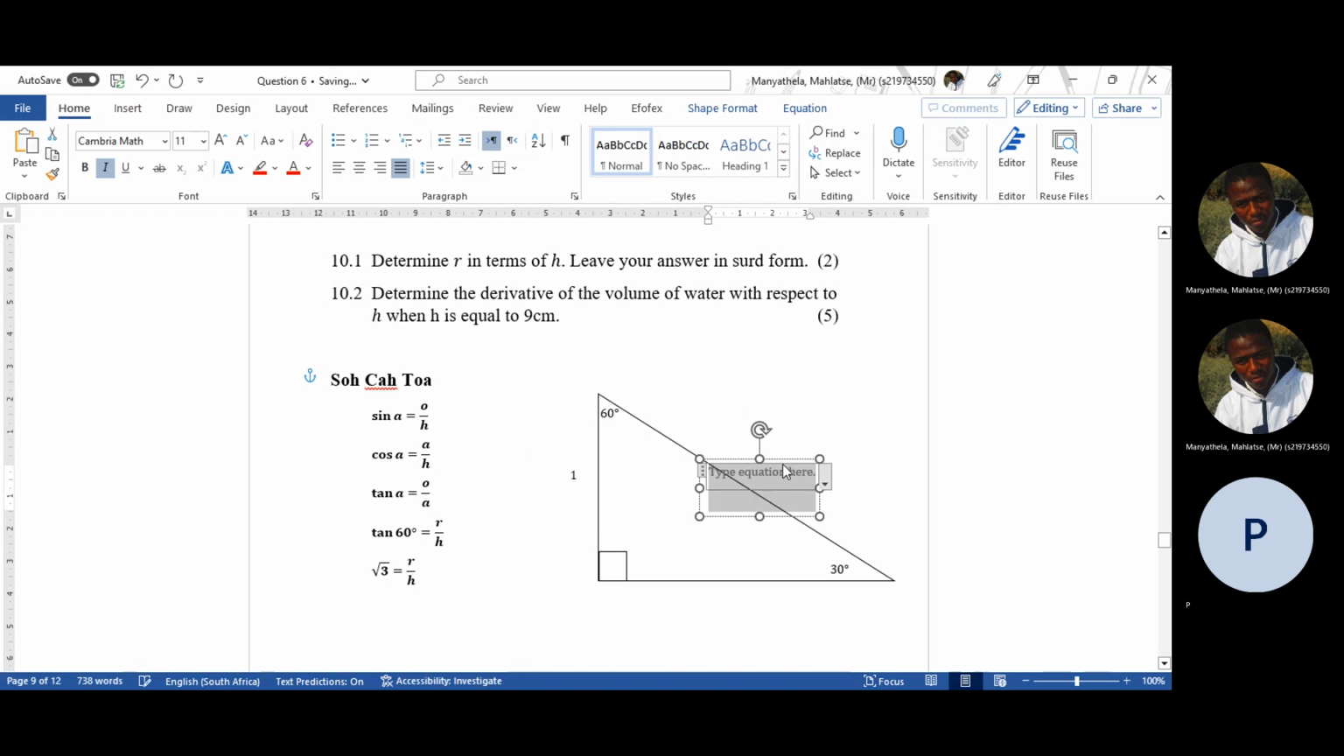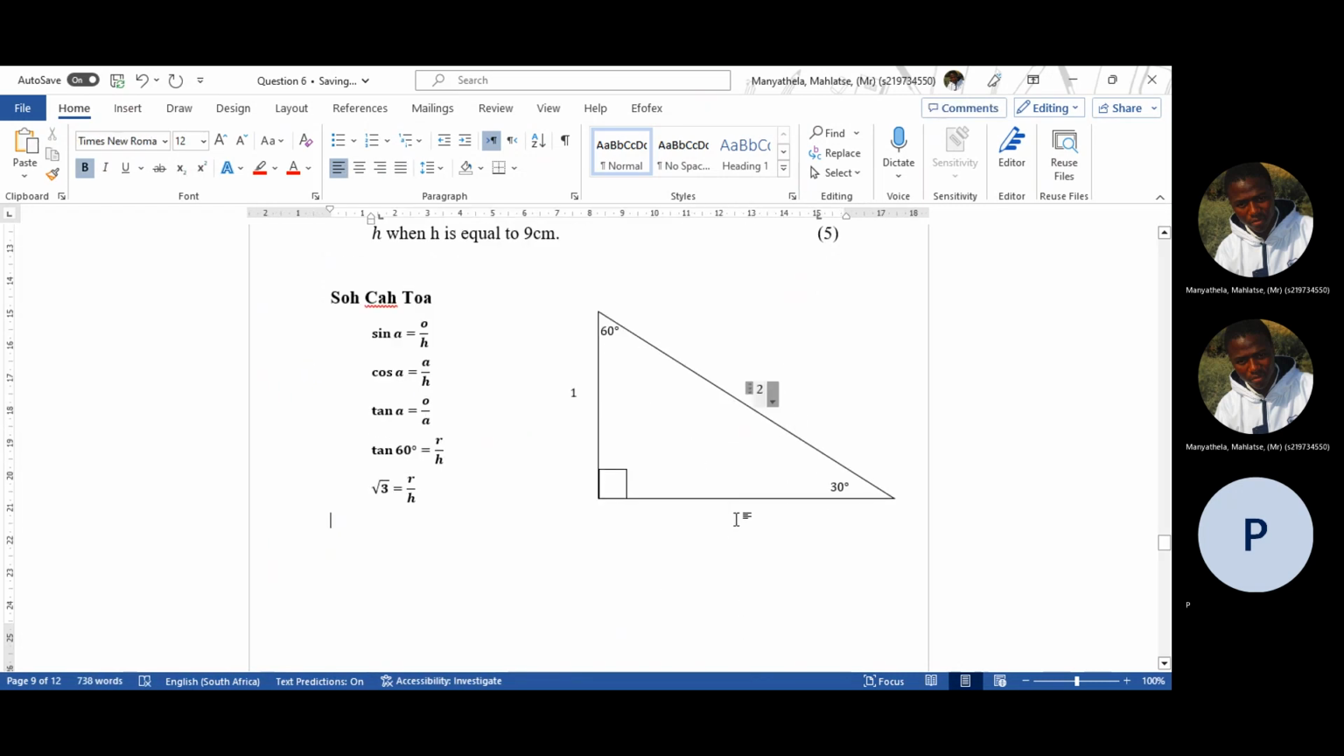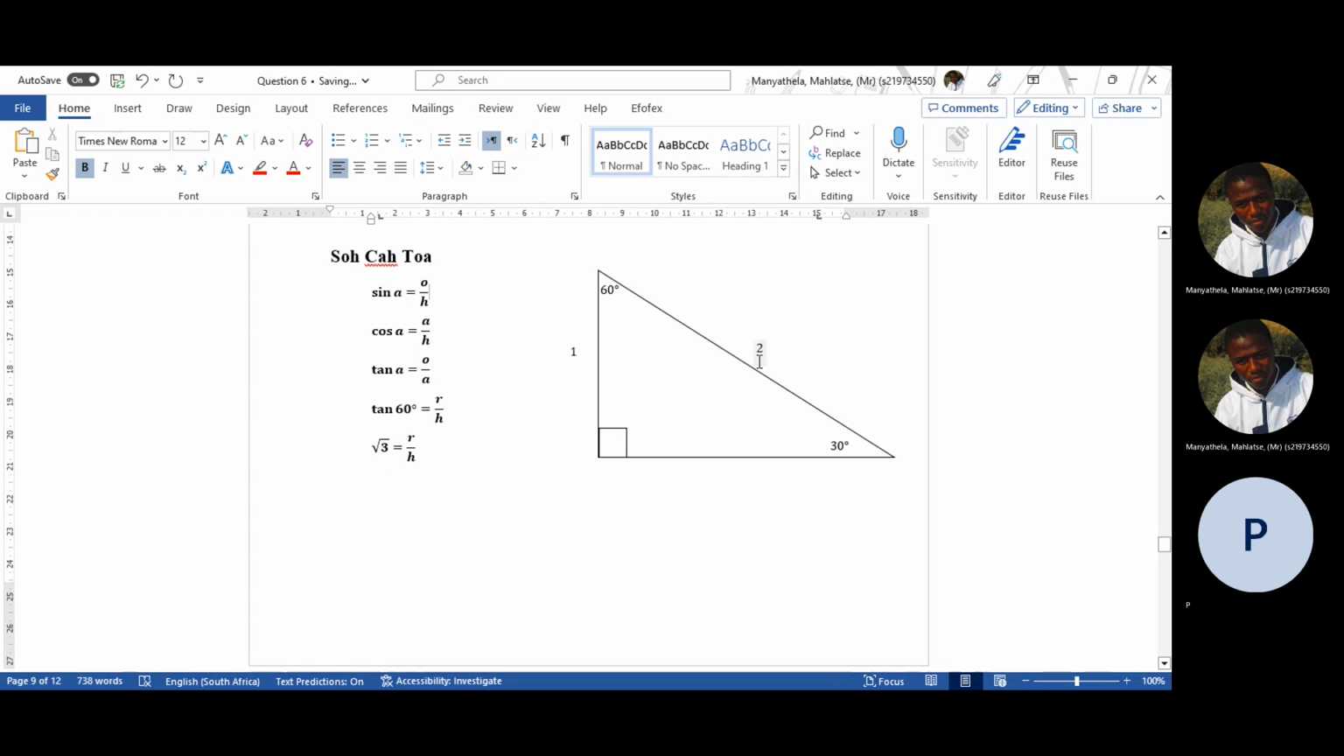The hypotenuse side is 2. So let's determine the side that is missing. Because we have 1 on one side and 2 on the hypotenuse, let's determine the missing side.